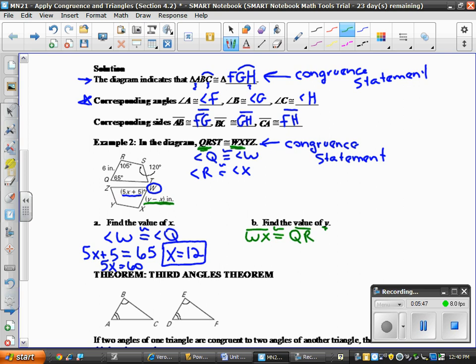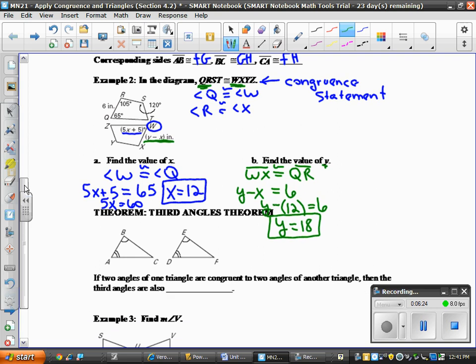So WX is represented by y minus x, and QR is 6 inches. Now, this would be a difficult equation to solve if we hadn't solved for x already, but we have in the previous examples. So we have y minus, but instead of x, we're going to substitute that 12 in. And now we can just solve for y by adding 12 to both sides. So we have y is equal to 18. So this is just using congruence in the congruence statement to solve a couple of algebra problems.